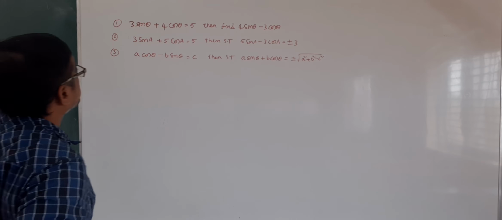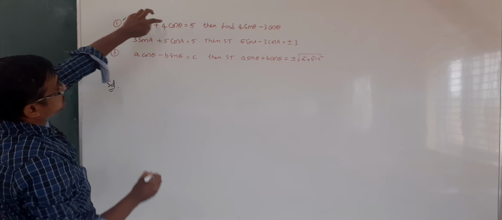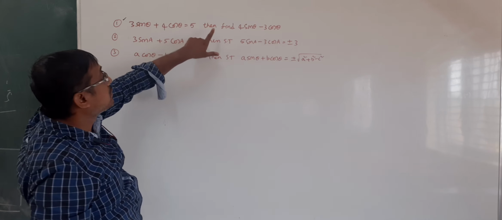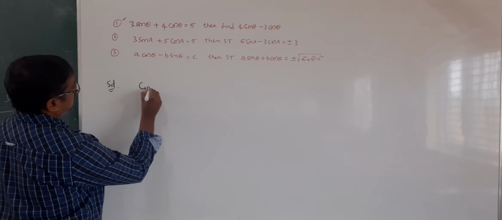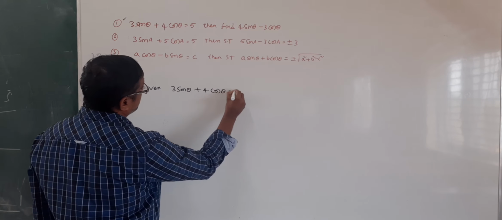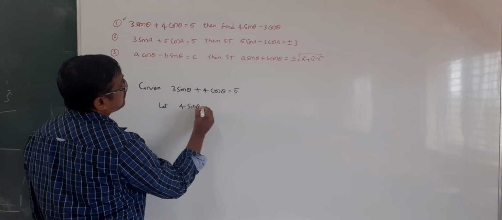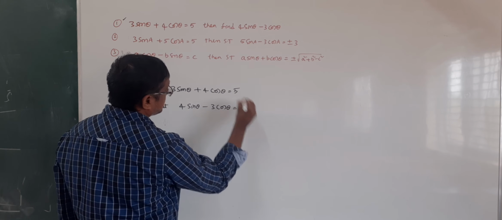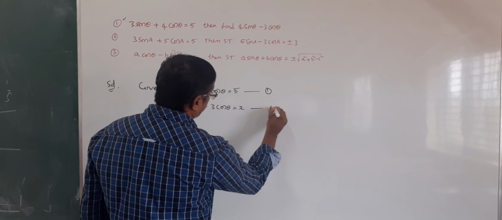Next problem. It is given that 3 sin theta plus 4 cos theta is equal to 5. You have to find 4 sin theta minus 3 cos theta. So given that 3 sin theta plus 4 cos theta is equal to 5. Now let 4 sin theta minus 3 cos theta be equal to some x. You have to find the value of x. Let these be equation 1 and equation 2.